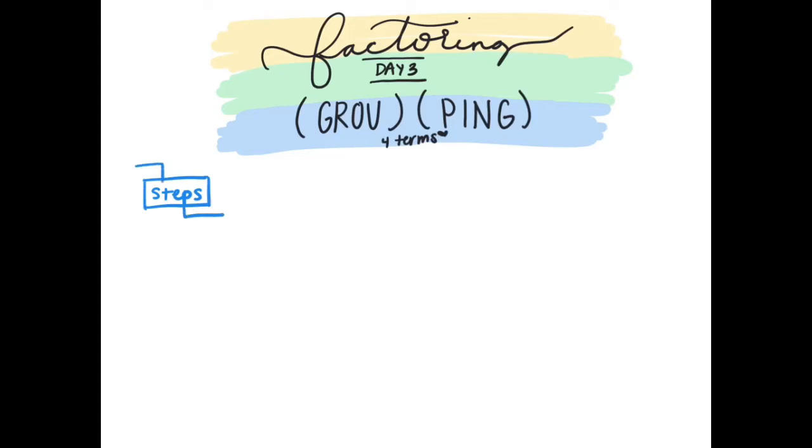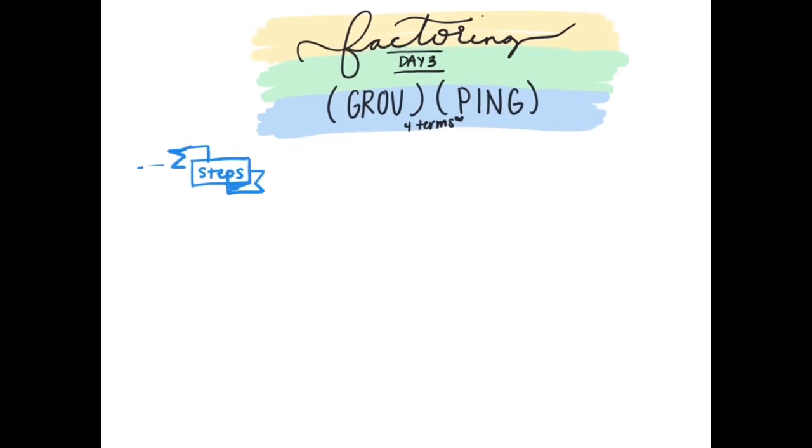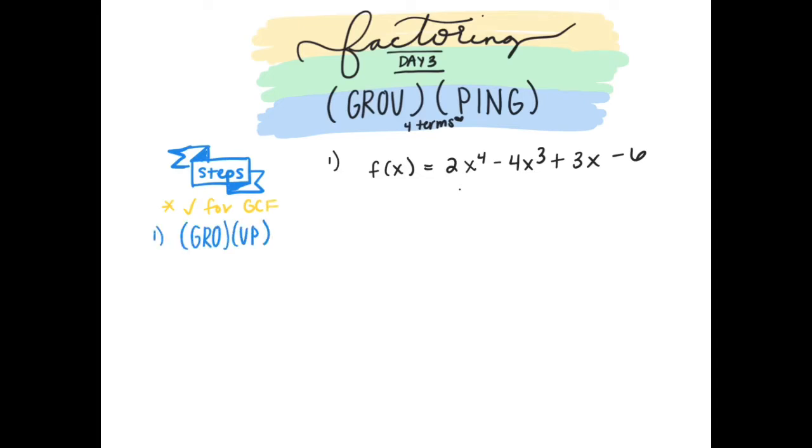So what I'd like to do is consider our first problem and go through several steps. We have f of x is equal to 2x to the fourth minus 4x cubed plus 3x minus 6. The first thing you should always do is check for a GCF. This one doesn't have one. Second step, we are going to group the first 2 terms and the second 2 terms. Notice that I have the plus sign in the middle with the second group.